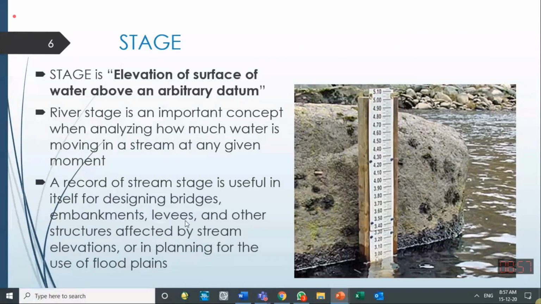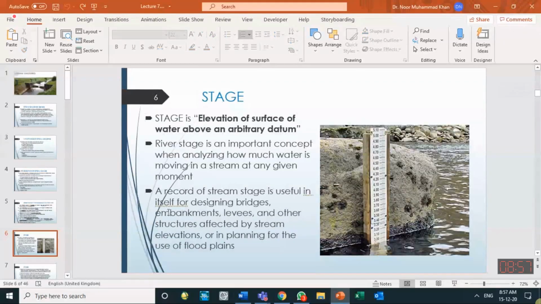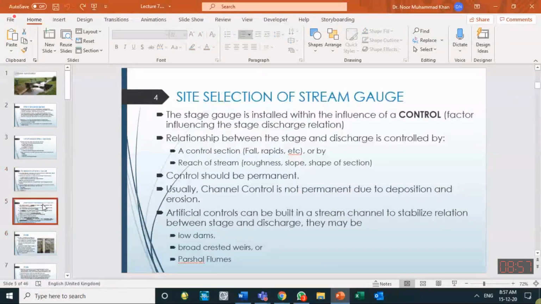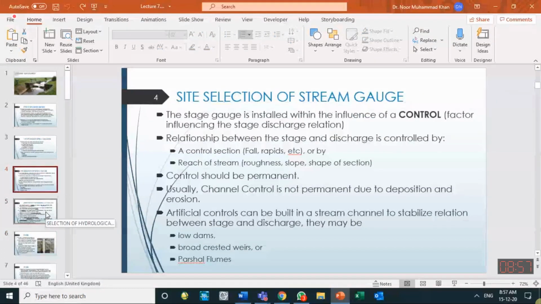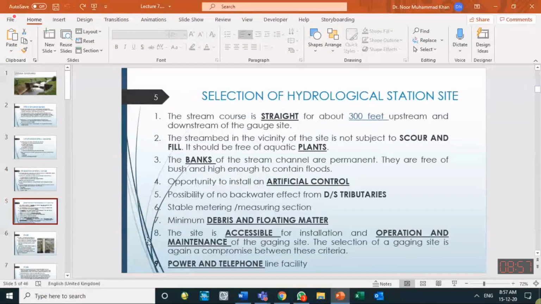So one of the things which we measure is stage. We can continue this from here and have a break for 5-7 minutes and we can restart it. Now, if you have any question, that was important: location, site selection for a stream gauging station. You should understand them and you should try to implement them whenever you are site in charge or whenever you are the person who has to decide the location of the stream gauging station.